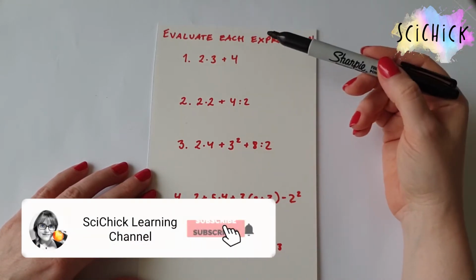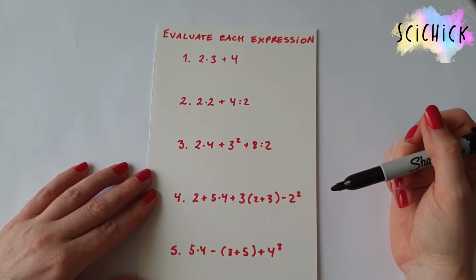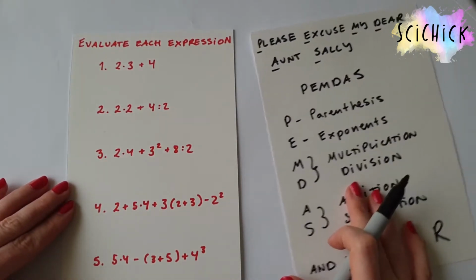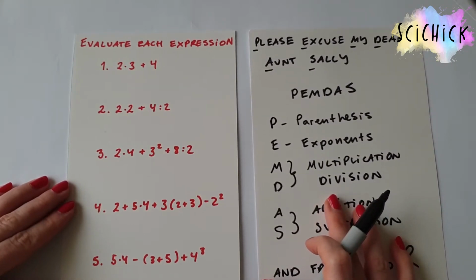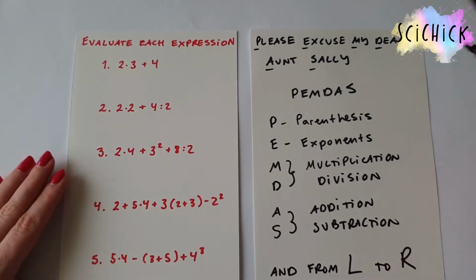So we have 5 expressions that we are supposed to evaluate. Now what did we learn in the last video? We learned that there's actually an order of operations. So we can't just do it in any order we want. We have to follow the order.